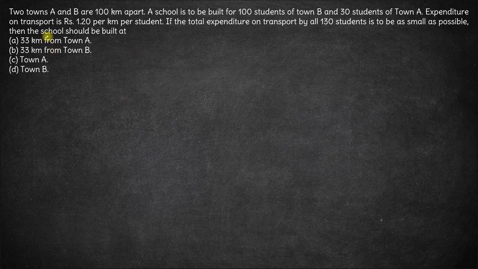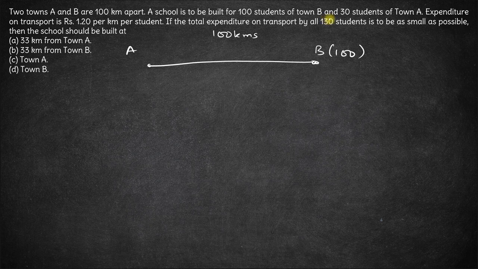Hi, here we have two towns A and B, 100 kilometers apart. The distance between them is 100 kilometers. Now a school is to be built for these 100 students of town B. Town B has 100 students and town A has 30 students.